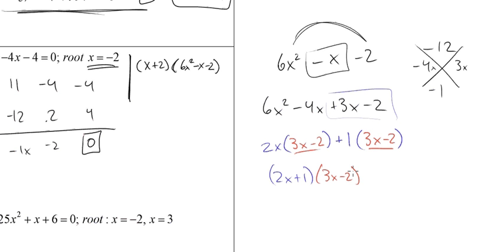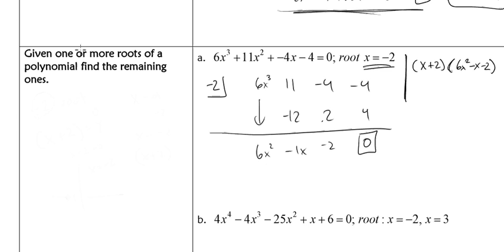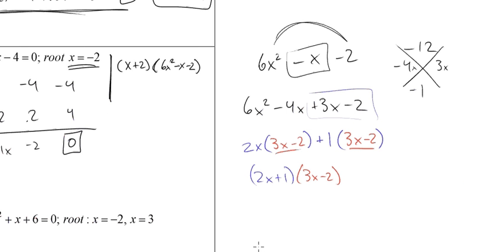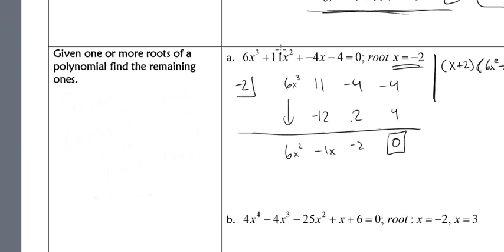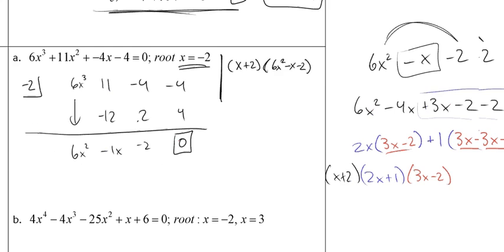And now we've got our other roots, or we can get to our other roots. So I said find one or more of the remaining roots of the polynomial. So here we would set these each equal to 0, because we would have x plus 2 times all that. That is our original equation, the 6x cubed, and so on, in its factored form, and that was set equal to 0.